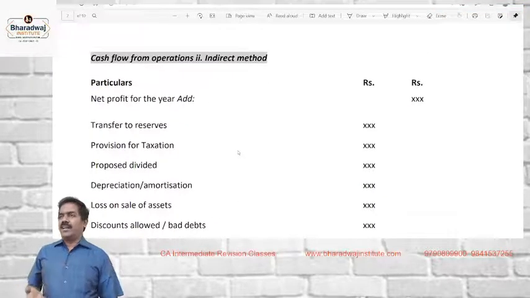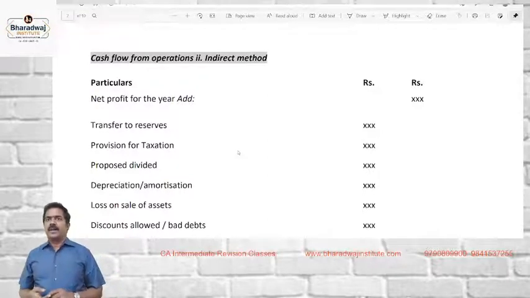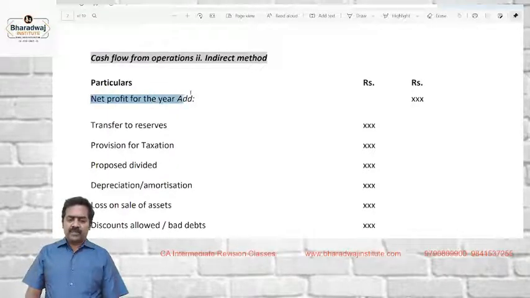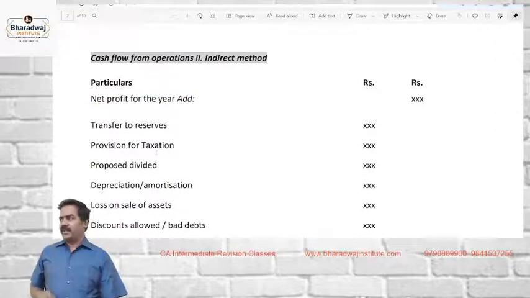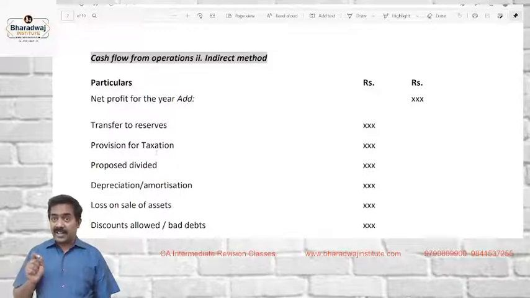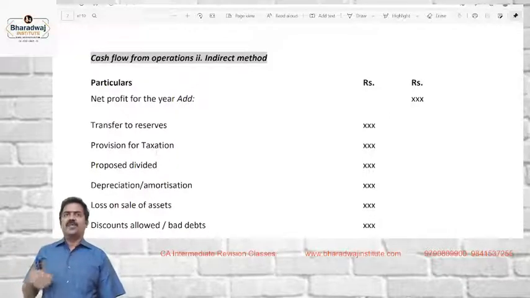When you are not given details about sales, purchases, operating expenses in the exam, then we have to go by which method? Reverse working method, where we will take which one? Net profit for the year. We will add back all non-cash items like provision for depreciation. Even provision for tax is a non-cash item. That's why we add back.